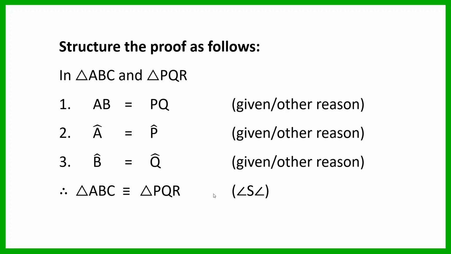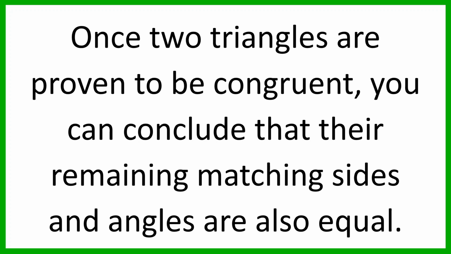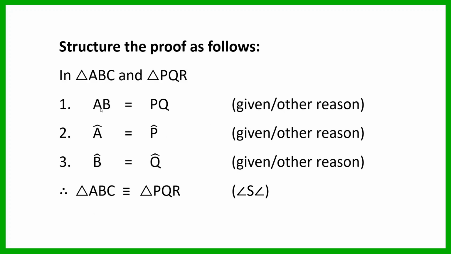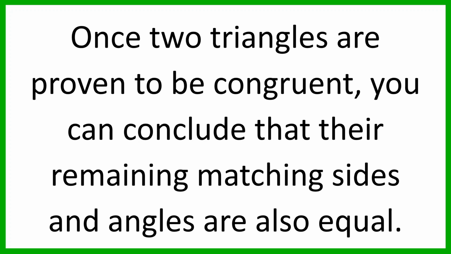Once you have proved that your triangles are congruent, you can then use the fact that they're congruent to say that other matching sides and angles are also going to be equal. So over here, we only knew that this pair of sides was equal, and this pair of angles was equal, and this pair of angles was equal. But now, because we know that these two triangles are congruent, we can conclude that the other two pairs of sides are also equal, and we can conclude that the other pair of angles is also equal in the two triangles. So once you've proved congruency, you can use the fact that those two triangles are congruent to conclude that other matching pairs of sides and angles are equal to each other as well.